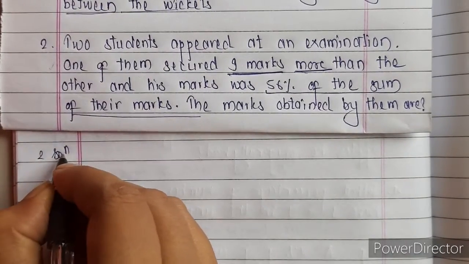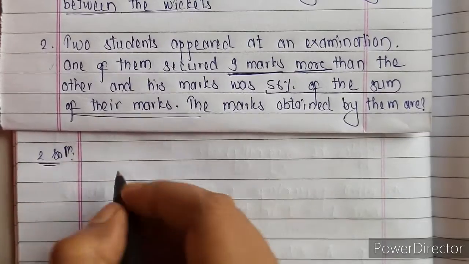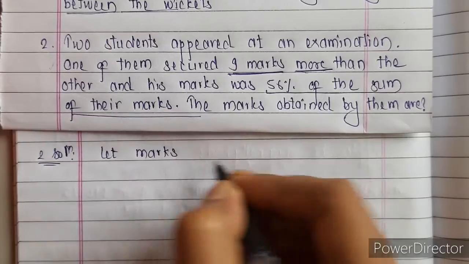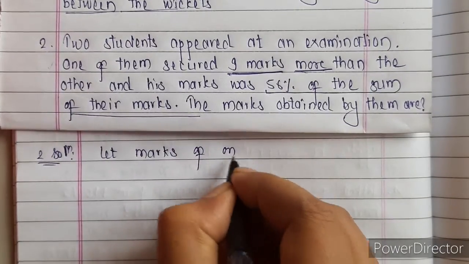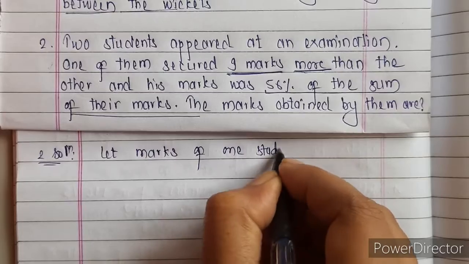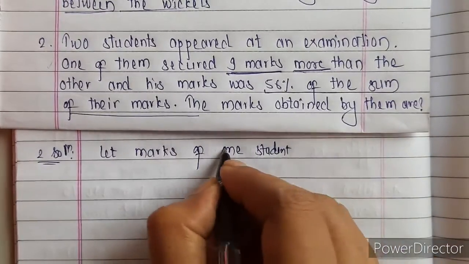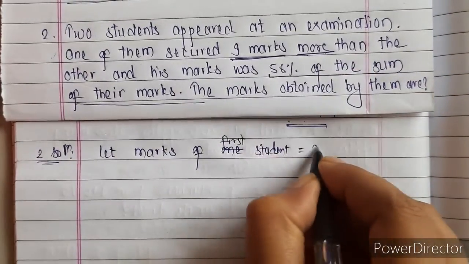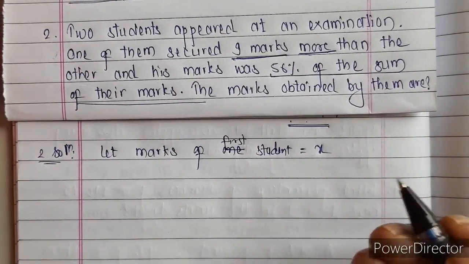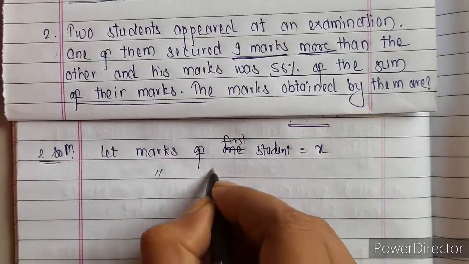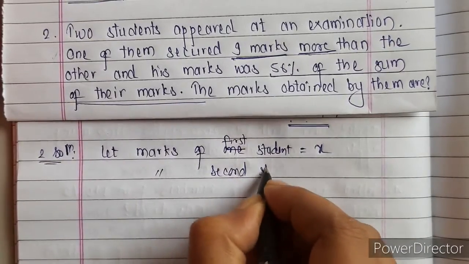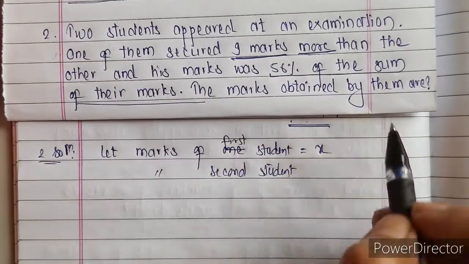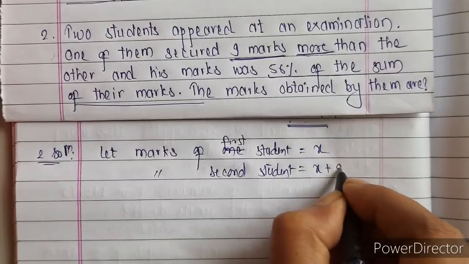Okay, solution of the second question. So let me assume that the marks of one student, let me take this as the first student, is x. If the marks of one student is x, what will be the marks of the second student? It is 9 marks more than the previous one. So this is going to be x plus 9.